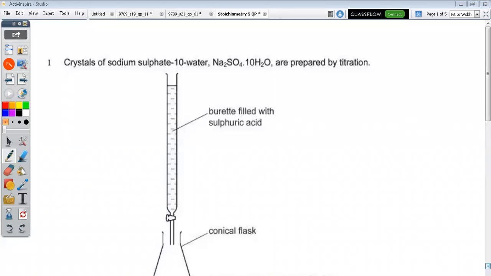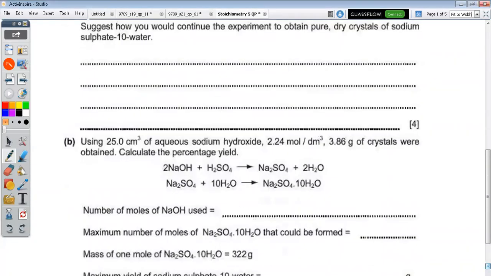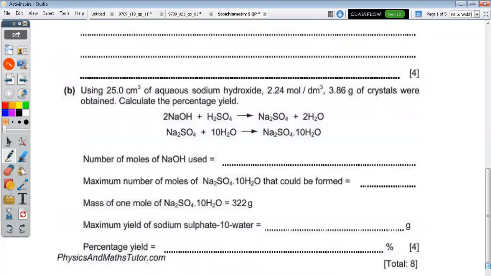We're going to concentrate on the titration, sort of. I'm saying stoichiometry. Also go to B first. Now, using 25 cubic centimeters of aqueous sodium hydroxide, 2.24 moles per cubic decimeter concentration, 3.86 grams of crystals were obtained. Calculate the percentage yield.